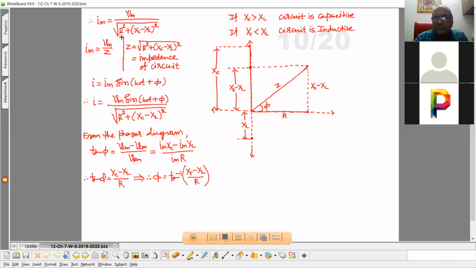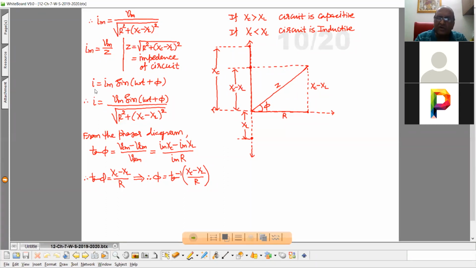Now Im equal to Vm upon under root R square plus XC minus XL whole square. Voltage upon something that is equal to current, then this something is obviously resistance. Now this denominator is represented by Z, where Z, that is under root R square plus XC minus XL whole square, and it is called impedance of the circuit. Impedance of the circuit means the effective resistance offered by this combination LCR to the circuit. એટલે આ બધા ભેગા થઈને સર્કિટને જે રેઝિસ્ટન્સ ઓફર કરે છે, that is the impedance of the circuit, and it is denoted by Z, and Z equal to under root R square plus XC minus XL whole square.